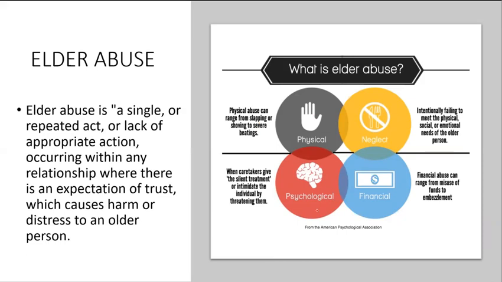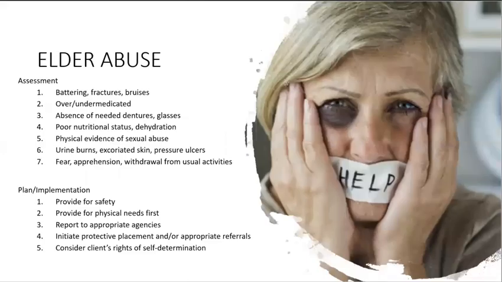Here you see the caretaker giving the silent treatment or intimidating the individual by threatening the older person. Or it could be financial. With financial abuse, you could see misuse of funds to even the caregiver embezzling the client's funds. And also, what do we find when we assess clients who might be abused? Okay, so there's going to be evidence of battering, fractures, bruises, injuries such as cuts or even broken bones.